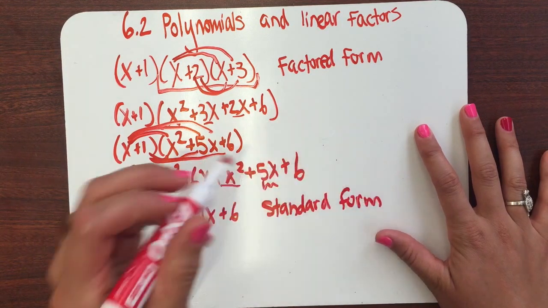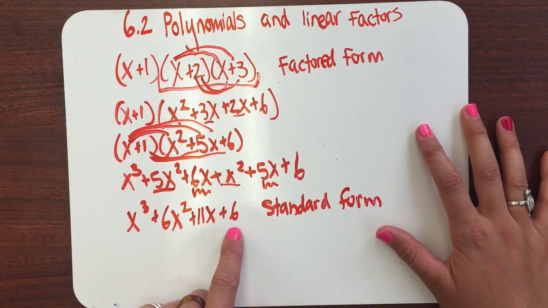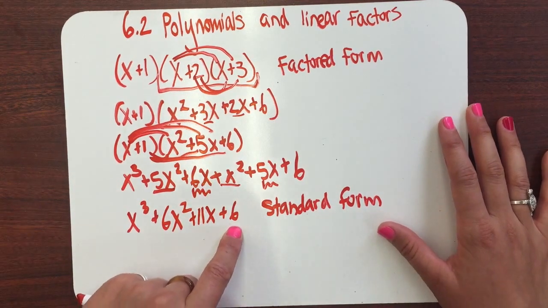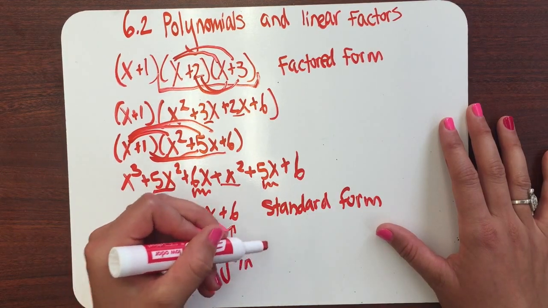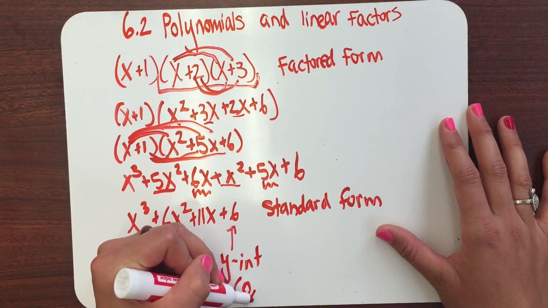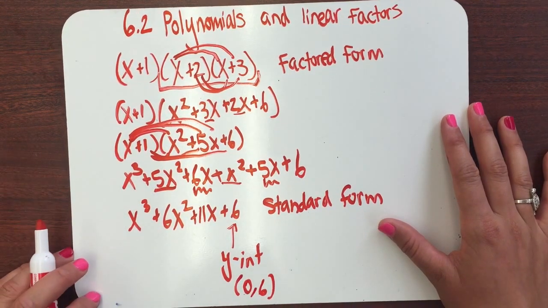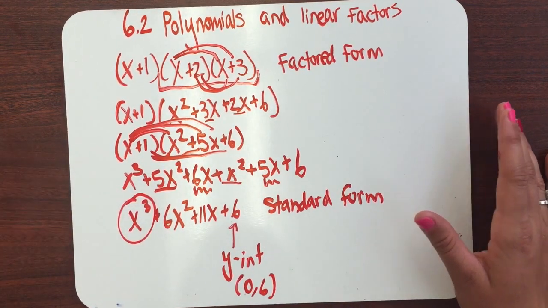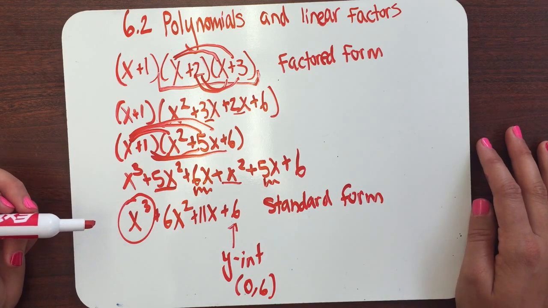When it's in standard form, you write it from highest degree to lowest degree. And this will give us a couple of different pieces of information. The constant term is always your y-intercept. So if we're graphing it, we'll know that it'll cross the y-axis at 0, 6. And by knowing your first term, you'll be able to say what the end behavior is, which we went over in the previous video in 6.1.